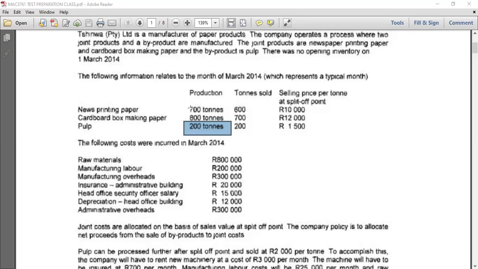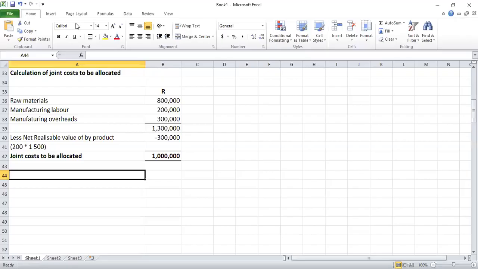Right. So then we have to check what is the method that they are using to allocate. They are using the sales value at split off point. So before we allocate, we have to determine the sales value at split off point.